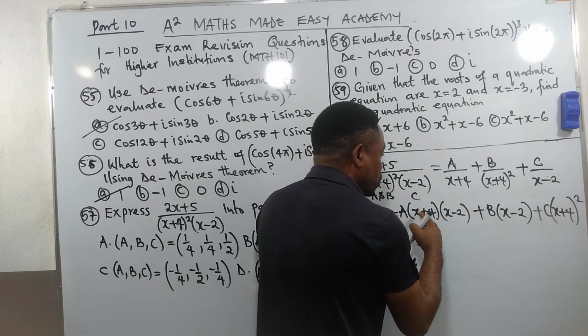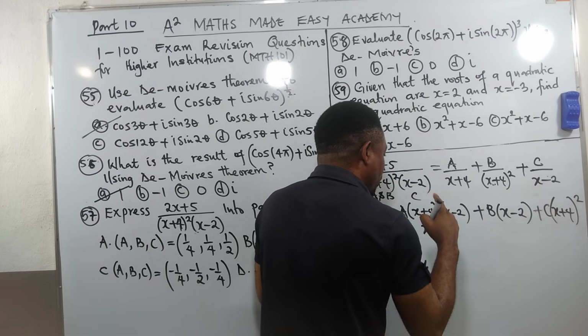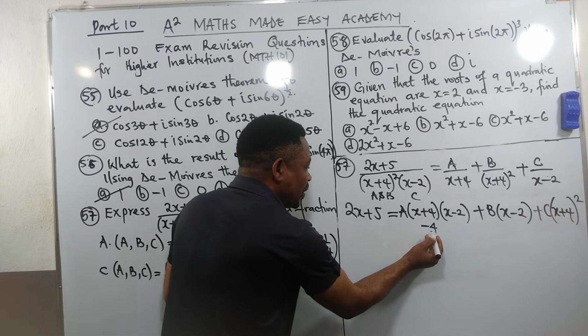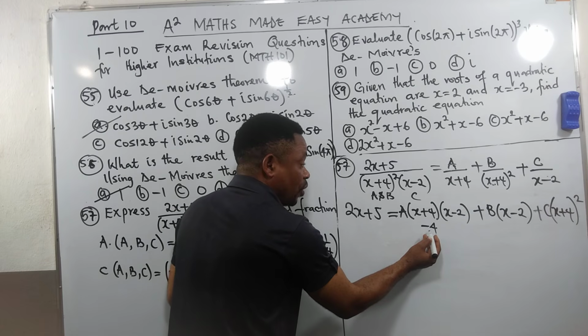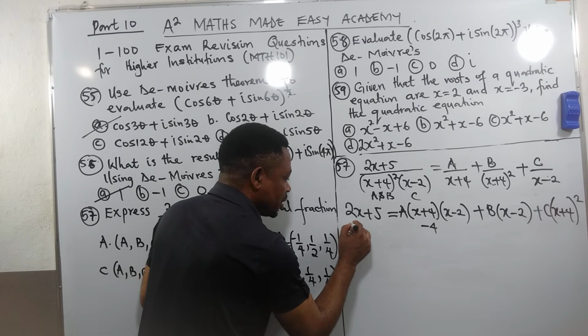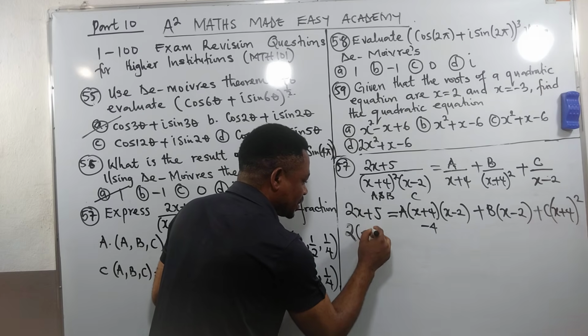This one will turn to 0. Everything here will be 0. Am I communicating? Let's go. Anywhere we see x, remove it and put minus 4. Can I say 2, right? 2, then open bracket. What is x?